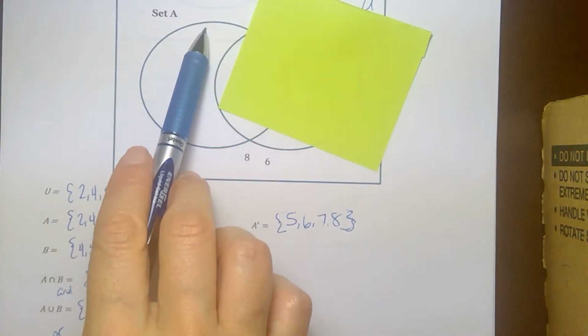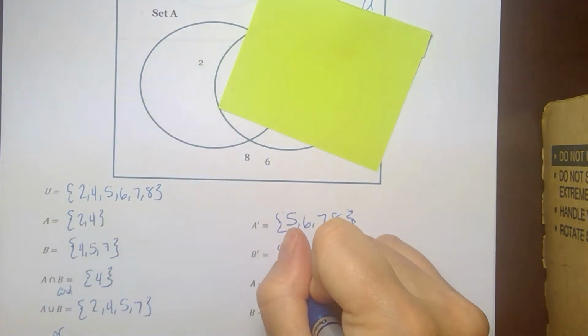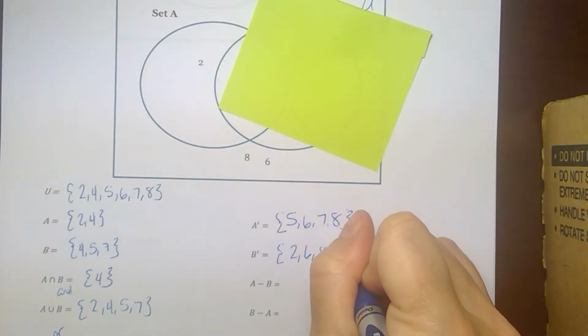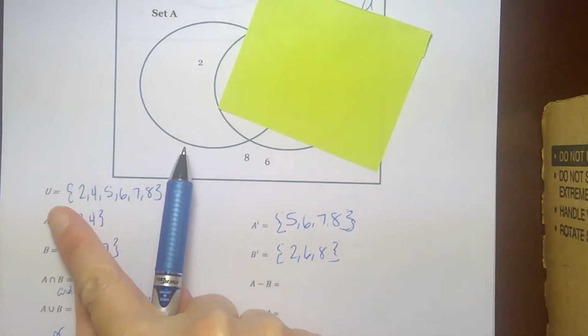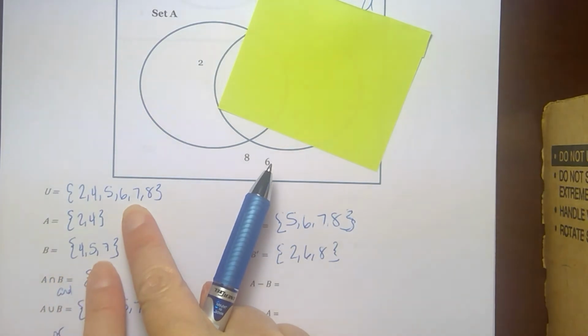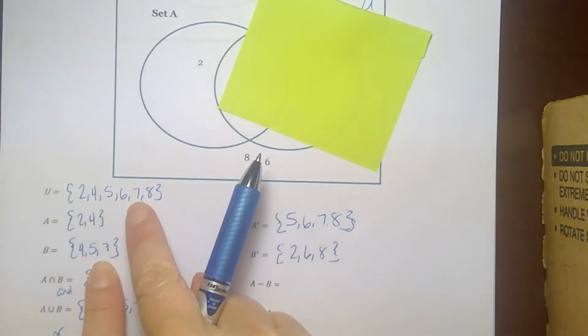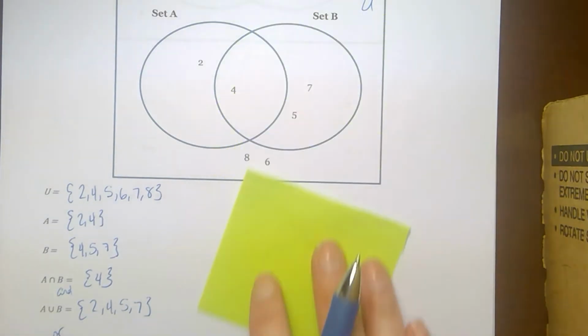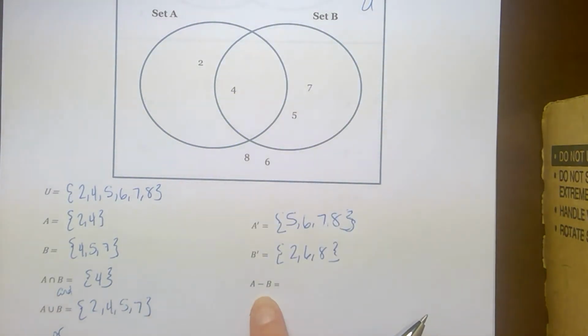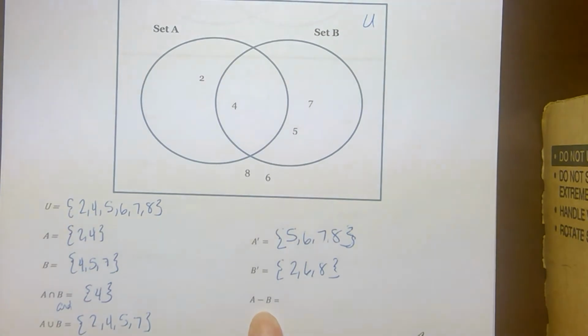Everything outside of that B loop is in not B. So 2, 6, 8 are in not B. Again, I could compare the universal roster to the B roster, take out 4, 5, 7, and those are the things that are left. All right, A minus B, my difference of sets.